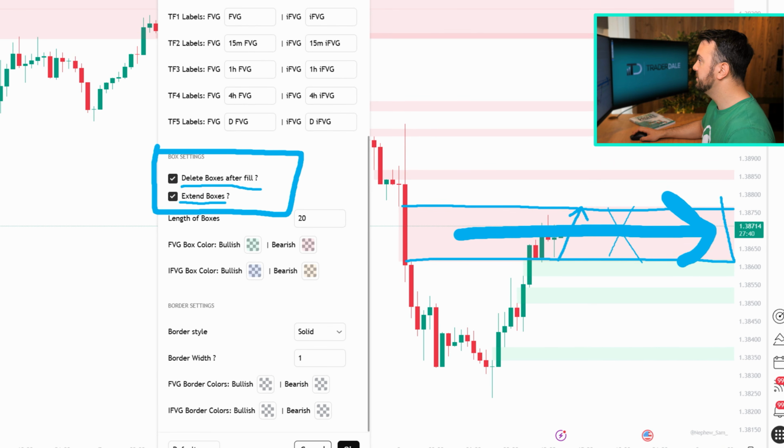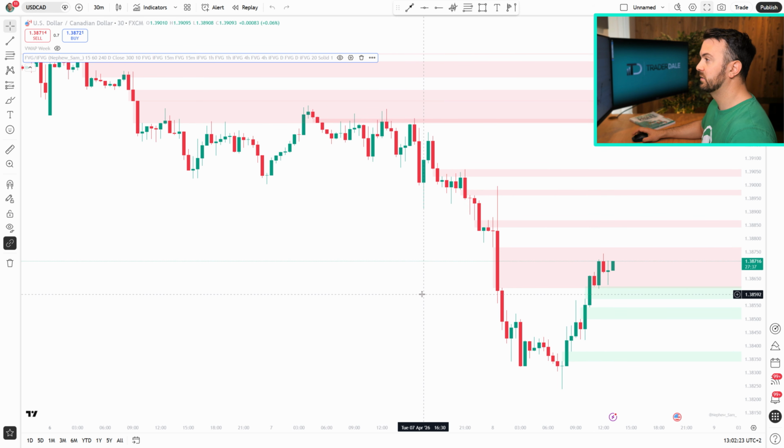Okay, so those are the two important settings here. The rest is default. Now at this point, what I'd like to show you is a couple of examples of how I use the fair value gaps with the volume profile.